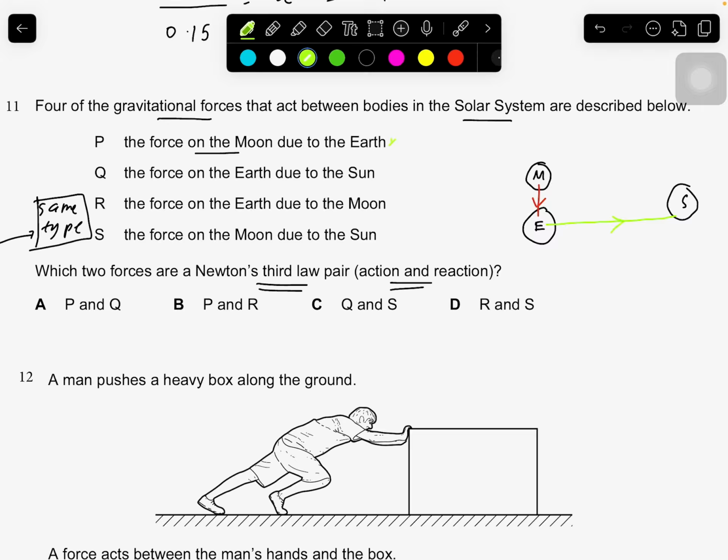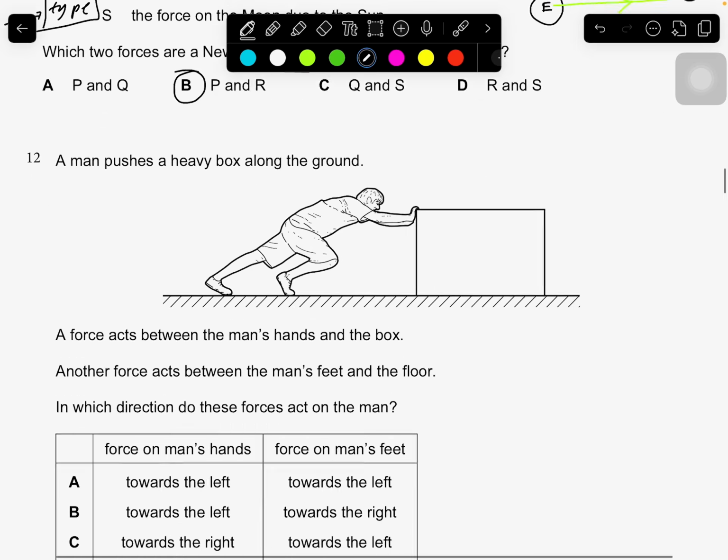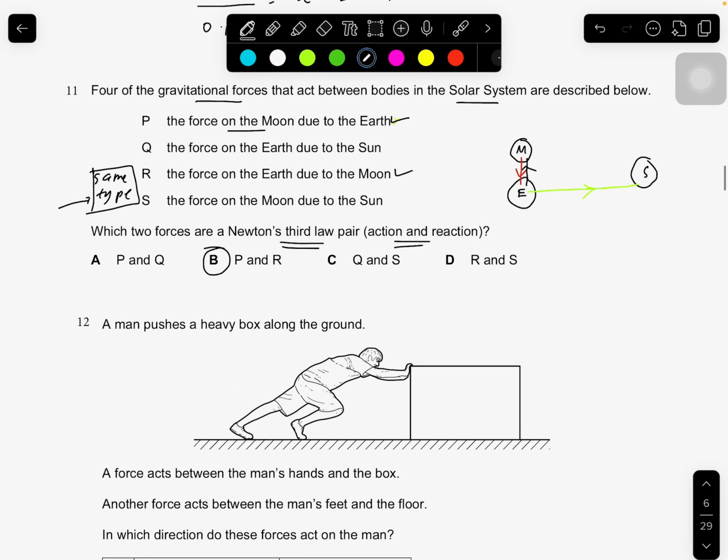Force on the Earth due to moon. So the moon also attracts the Earth towards itself. So of course it's this and this. P and R. There you go, because they're the same type of forces and they're anti-parallel. So they're going to be the same magnitude but opposite direction.